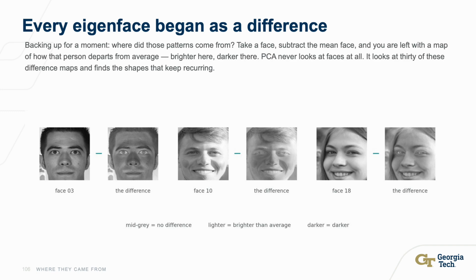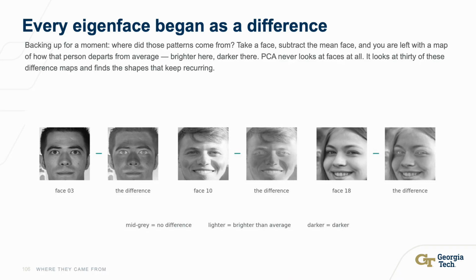Notice where the structure is in these images. They are mostly flat gray with the detail on the edge of the face, the hairline, and the eyes. That is a preview of where the information lives, and it is why the eigenfaces look the way they do. Notice that this is where the alignment from slide 5 pays off, because the eyes are in the same place in every photograph. The difference maps are quiet in the middle of the faces and busy at the boundaries.